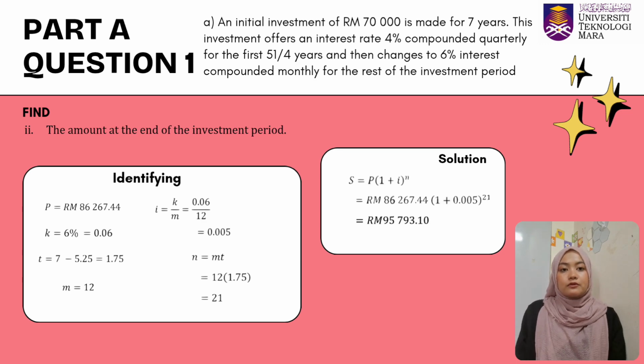Next, we're going to find the value for I and N using each of their formula. We will get I equals to 0.005 and N equals to 21. Final solution is to use the compound formula. We substitute the values into there and the answer for the amount at the end of the investment period is 95,793 ringgit and 10 cents.